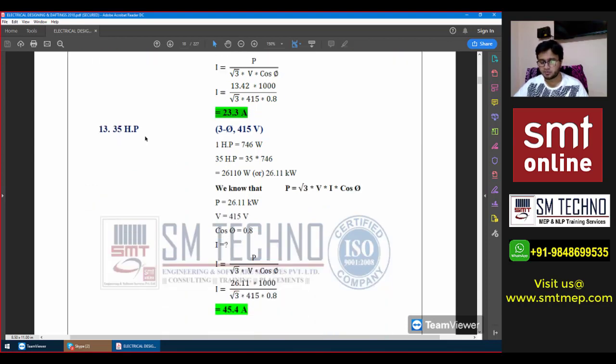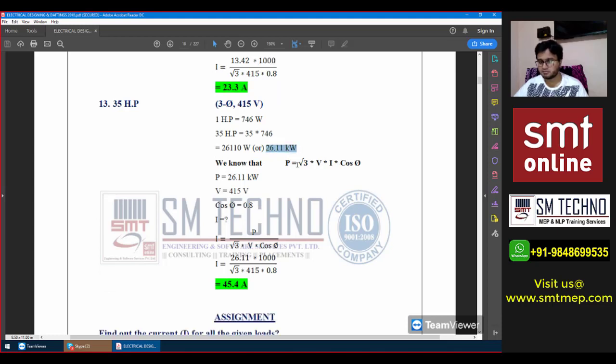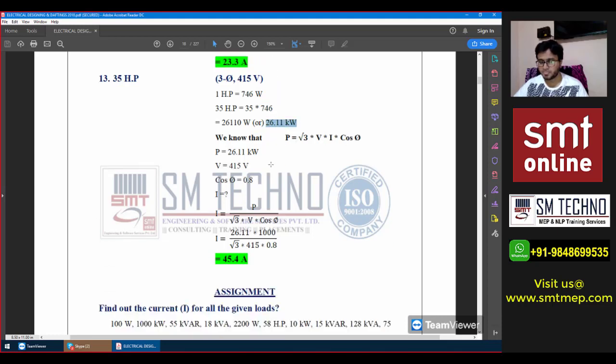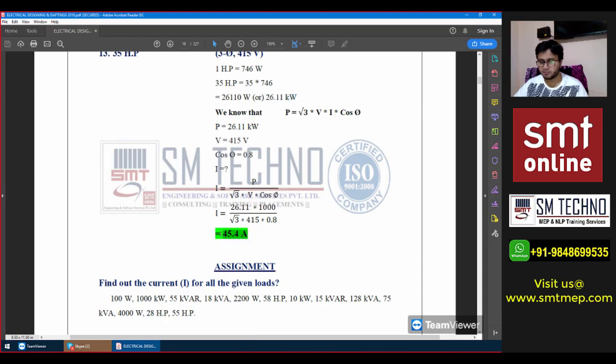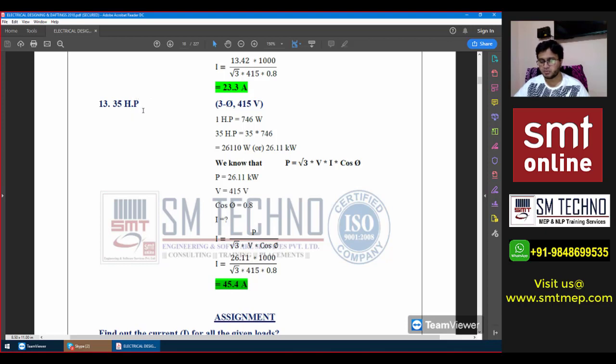Next we are having 35 HP. 1 HP is 746 watts, so 35 into 746 will give you 26.11 kilowatts. More than 5 kilowatts, so it is a 3-phase system. P equal to root 3 VI cos phi is the formula. So we got a current of 45.4 ampere. This much current is required to drive this much motor.